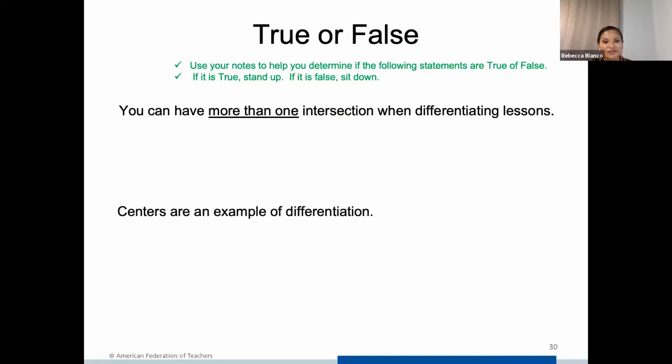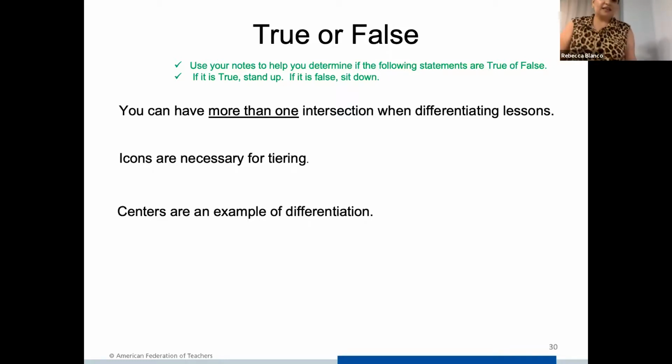Centers are an example of differentiation. Just centers by themselves. So I'm sitting because remember we said centers are a great way to incorporate differentiation, but centers by themselves do not mean you are differentiating. You could literally have, and it has happened, where people have centers and they have the exact same thing at each center, right?